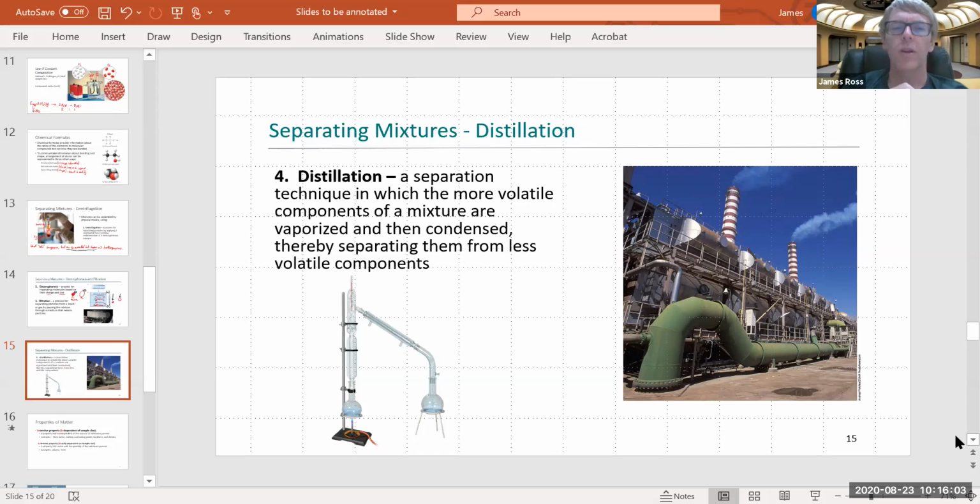So again, what all of these separation techniques have in common, they differentiate based on physical properties. So you can exaggerate the difference between physical properties to separate these physical mixtures.